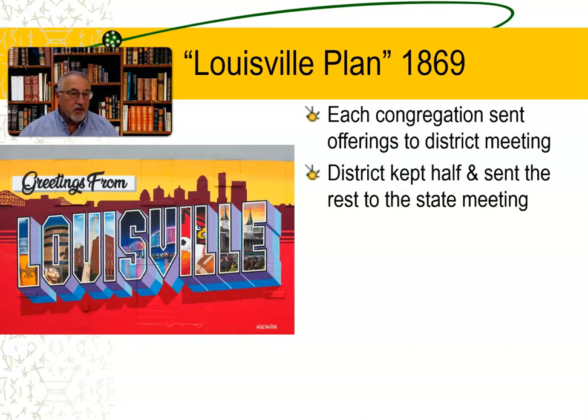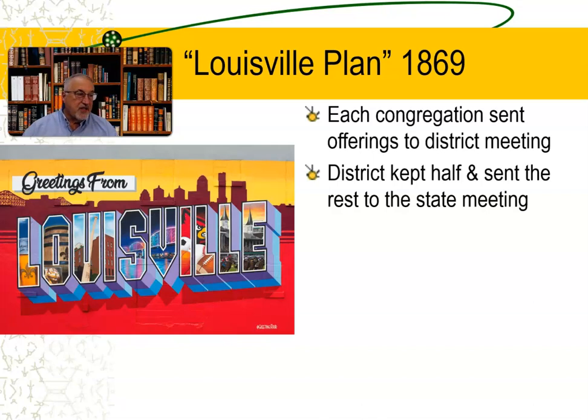They would decide where to send it, to a missionary or to a college or whatever. But what this was is you would send a portion of your offering. Let's say 10%, maybe 20%. You send it to the district. So let's say you collected $1,000 on a Sunday morning. Well, let's say it's 10%. Keep it easy. So you send $100 to the district.